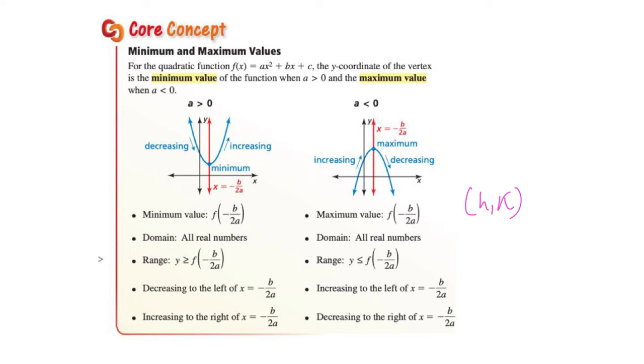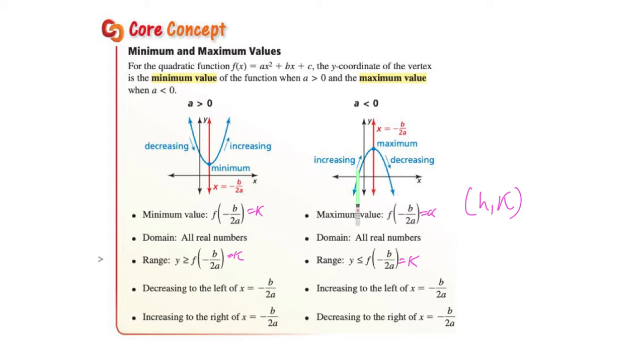The domain, as we already saw in class, for a quadratic function is always all real numbers. And the range is going to be greater than this same value. So this value right here is the same as k, and this is the same as k, over here the same. So y is greater than or equal to this value, because this is my minimum value, so every other value has to be more than that one.